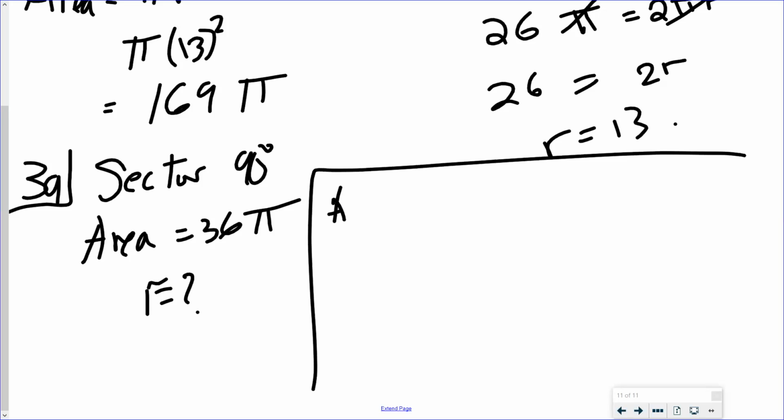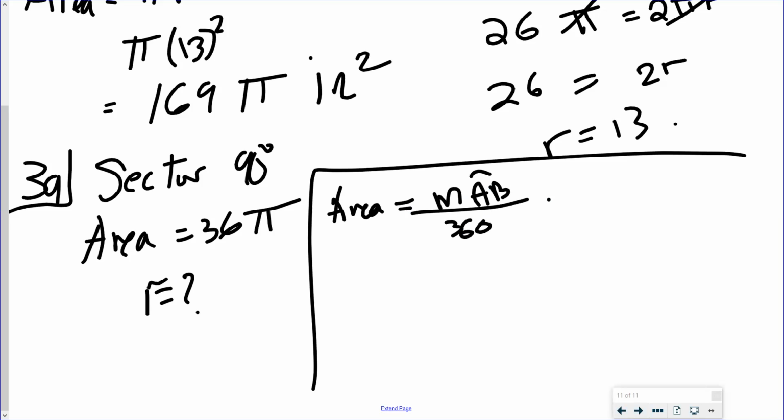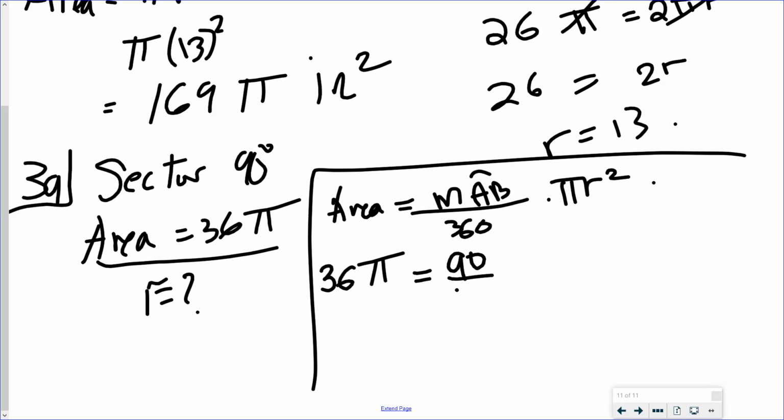Here now, we know that the area, yes, sorry. So the area of a sector, let's name it AB over 360 times pi r squared. Now the area, we said it's 36 pi, it's given. The measure here is 90 over 360 times pi r squared. I need to find now the radius of the circle.